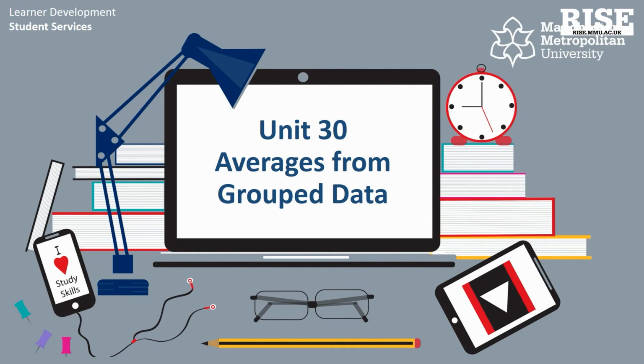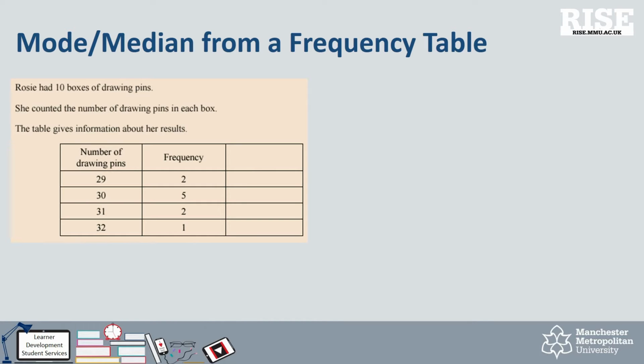Hi there and welcome to this video on averages from grouped data. Today we're going to be considering how to find the mode, median and mean of data that's given to us represented as a frequency table and grouped frequency tables. Let's start with the mode and median from a frequency table then.